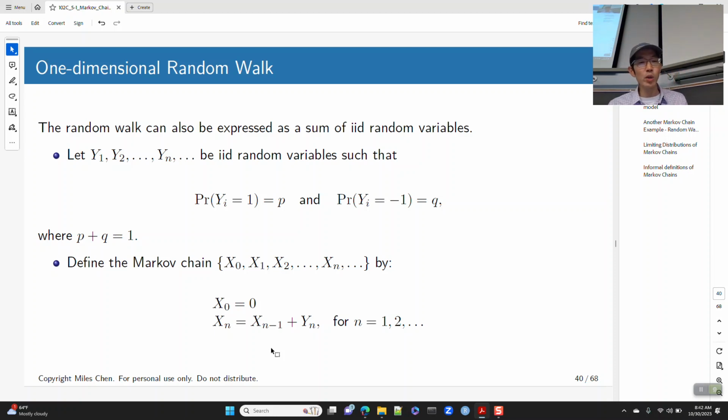This random walk can also be expressed as a sum of independent random variables, right? And so we can just say we have a sequence y1, y2 of independent random variables. And basically, we're just doing a whole bunch of Bernoulli draws.